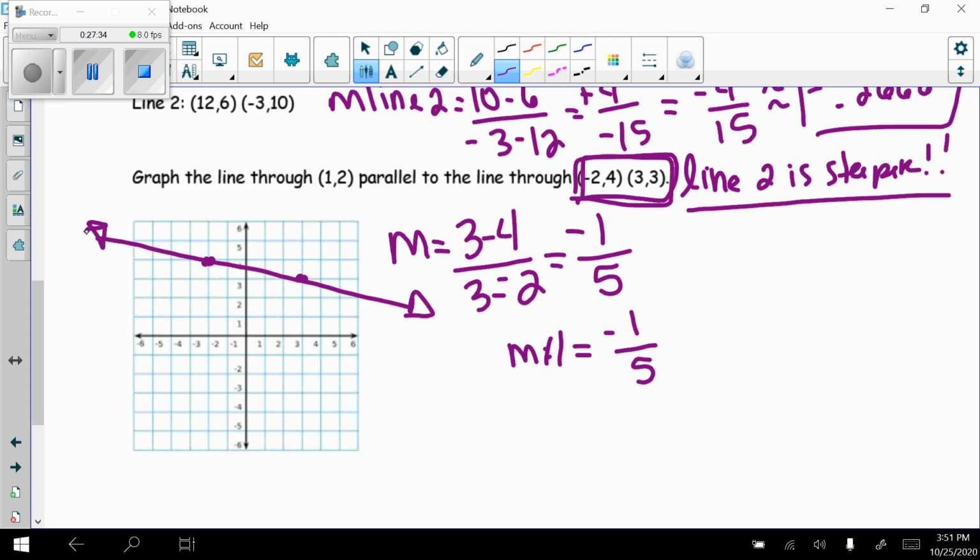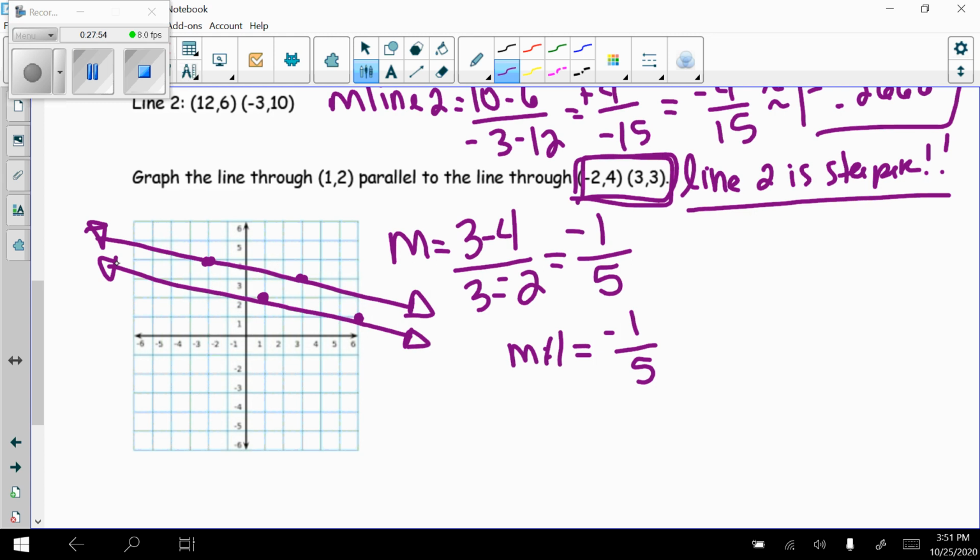Now we're going to graph the line that's parallel to that. So through the point 1, 2. So first, that's my starting point, over 1 up 2. Slope of -1/5. So down 1/5. It's me right here. Draw the line through those 2 points. And there we have it.